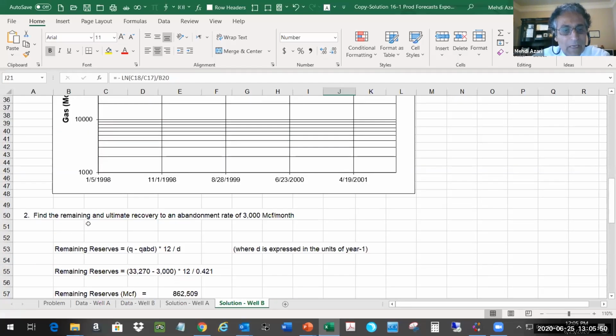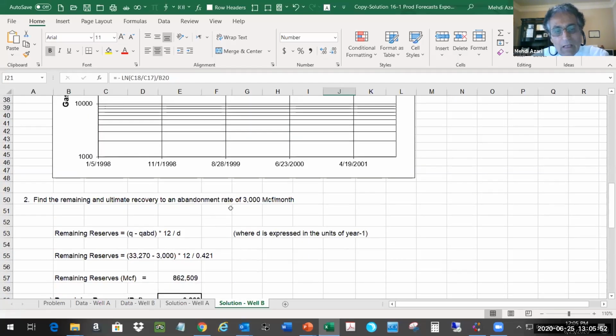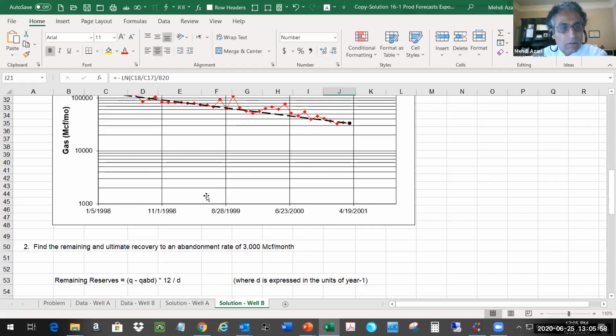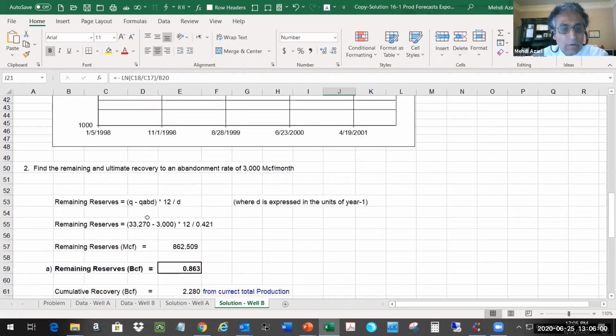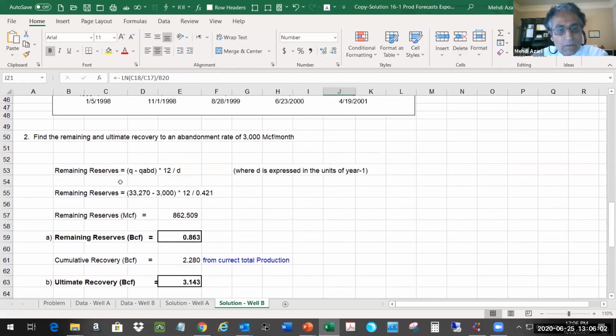Number two, find the remaining and ultimate recovery if I produce it to an abandonment rate of 3,000 MCF a day, per month, because these are per month. So the remaining reserve is, this is the equation, the current rate minus the abandonment rate, and multiply by 12 because these are monthly. The unit for D is per year.